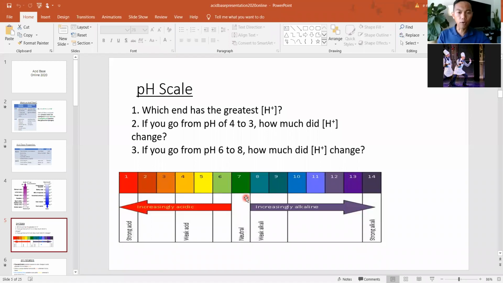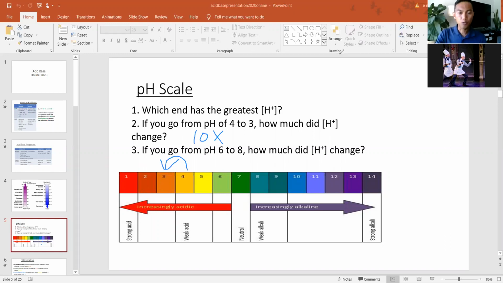Question 2 says, if we're going from pH 4 to 3, so from here to there, how much did H plus change? We're going from less to more acidic, and as I mentioned earlier, every time you go from one pH to another, it's a 10-fold difference. Since we're going to something more acidic, isn't this 10 times more concentrated? So from 4 to 3, it's 10 times more concentration of H plus.